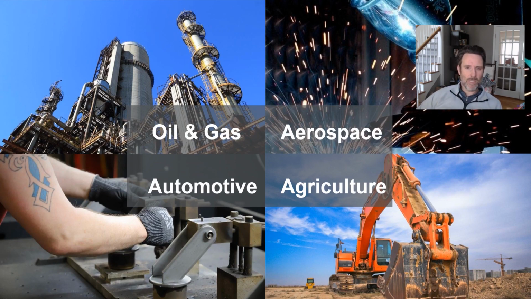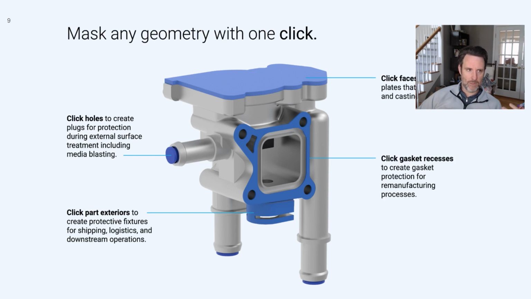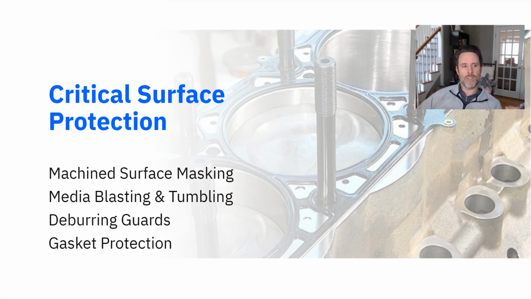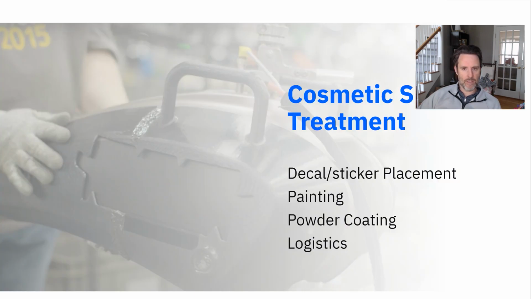Look, anytime where you need to protect a surface in shipping or manufacturing operations, that's where this can be used. You see different types of masks that you can put on surfaces and where they'd be used. But let's focus on a couple of those. So critical surface protection, when you have manufacturing operations such as tumbling or blasting faces with media and you need to protect them, that's where this can really come in handy. Deburring guards, protecting machine surfaces. And then there's something similar, cosmetic surface treatment.